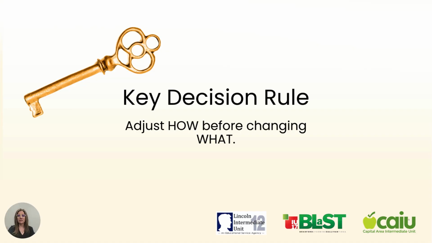This is really the decision rule that I hope stays with you after today. Adjust how before changing what. Before shortening assignments, lowering the level of work, or changing the task entirely, first pause and ask, can I provide support differently? Can I help the student engage with the task in another way? Can I remove the barriers without changing the overall goal? Those questions help guide more intentional decisions and keep the focus on supporting participation, independence, and meaningful learning.